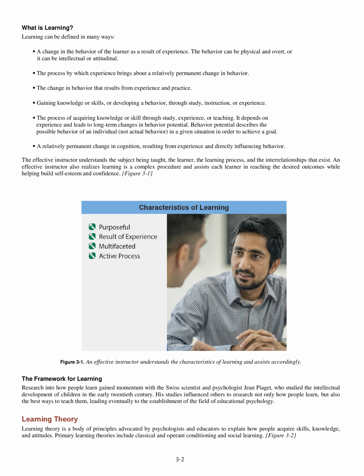Behavior potential describes the possible behavior of an individual, not actual behavior, in a given situation in order to achieve a goal. A relatively permanent change in cognition, resulting from experience and directly influencing behavior. The effective instructor understands the subject being taught, the learner, the learning process, and the interrelationships that exist.